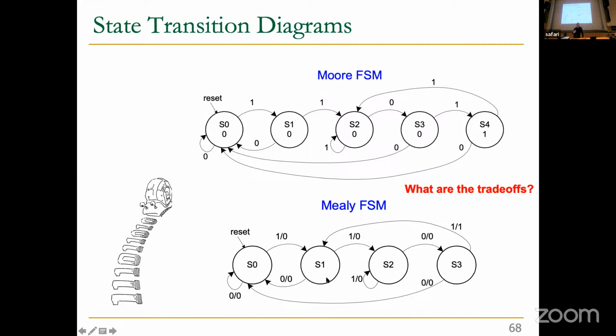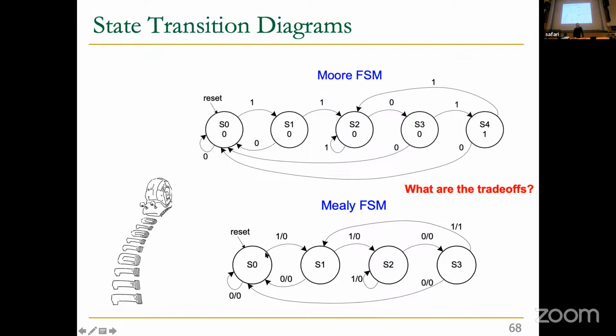And state 1 basically says you have seen a 1. And you see another 1, the output is still 0. You go to state 2. And you see a 0, the output is still 0 because you have seen the sequence of 1, 1, 0 right now. And that's what the state means. And now if you see another 1, you go to this state and you output 1. So basically you can play tricks like this.